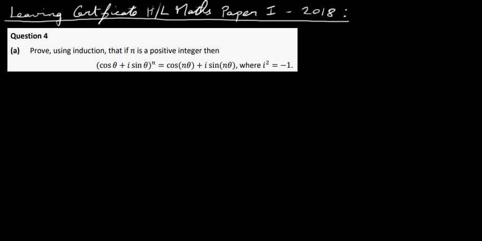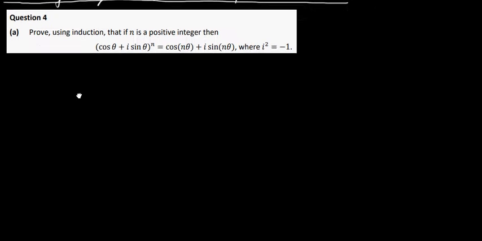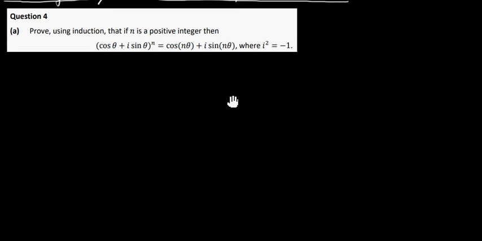Right, so in this video I'm going to have a look at the Leaving Certificate Higher Level Maths Paper 1 for 2018, and I'm going to have a look at question 4. So the first part of this question involves proving De Moivre's theorem effectively.